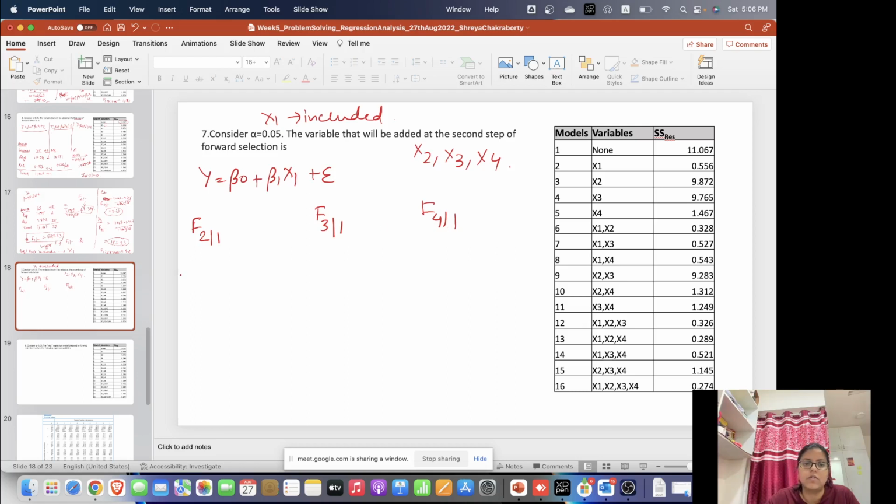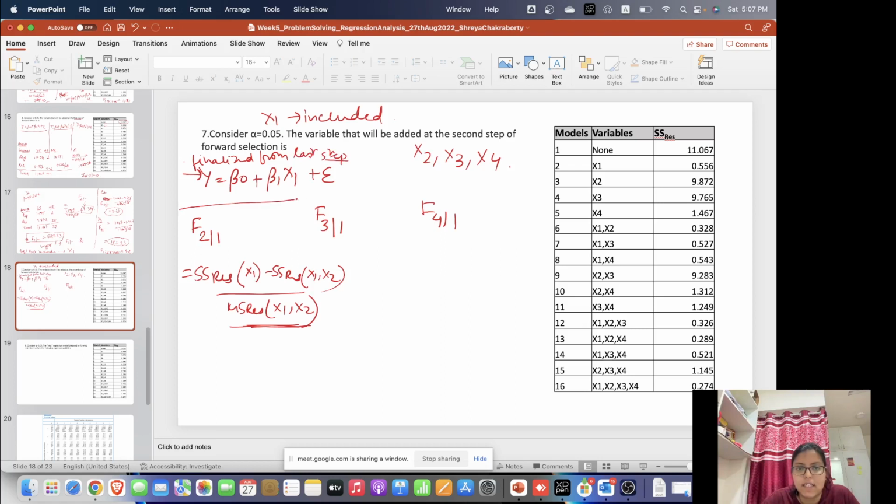Okay, so similarly SS residuals due to x1 minus SS residuals due to x1 x2 by MS residuals due to x1 and x2. So what will be the degrees of freedom for this one, x1 and x2? N minus 2, ma'am. N minus 3, okay, because this is finalized from last step.